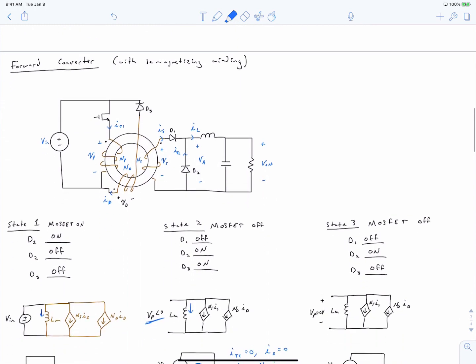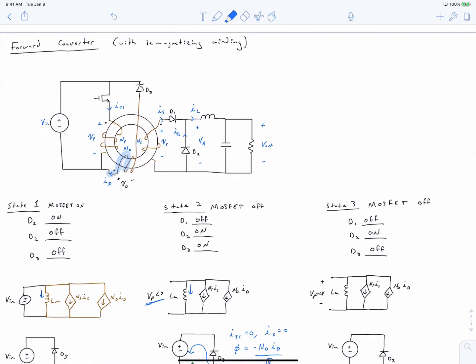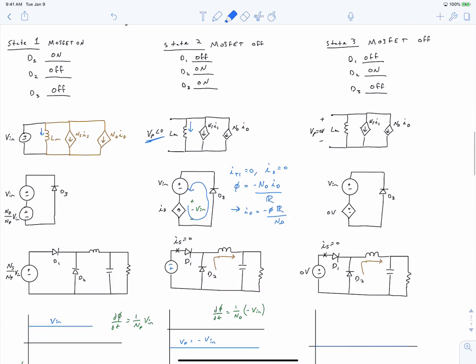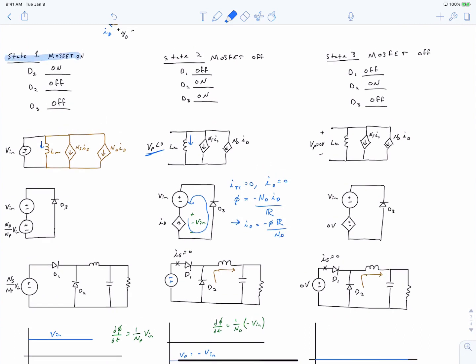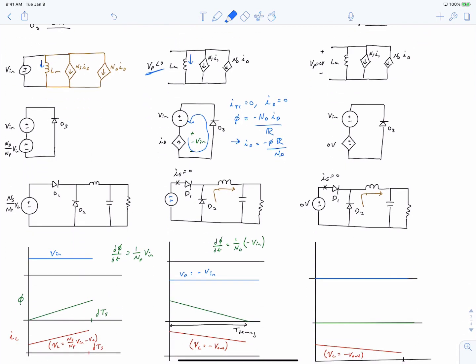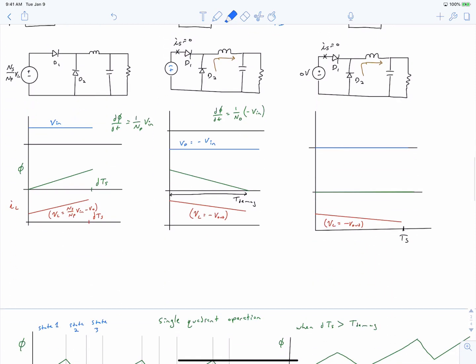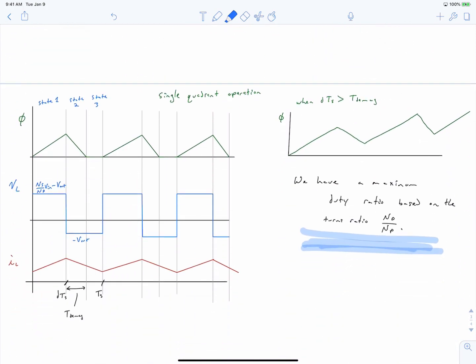So we added a tertiary winding, a demagnetizing coil, so that the core could demagnetize itself when we turn our MOSFET off. And from there we derived the operating principles of the circuit. We noted there are actually 3 states in the circuit depending on the conduction status of the MOSFET and the various diodes. We've drawn the equivalent circuits using the transformer equivalent circuit. We've sketched waveforms, and we finally noted that there exists a maximum duty ratio based on the turns ratio of our demagnetizing coil to our primary coil of the transformer.